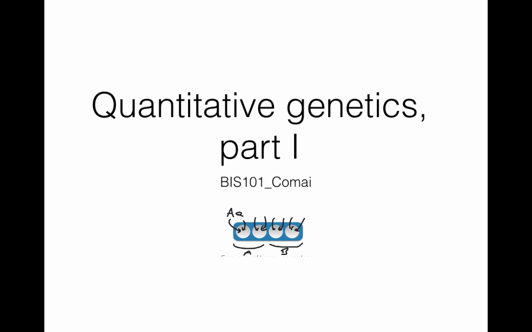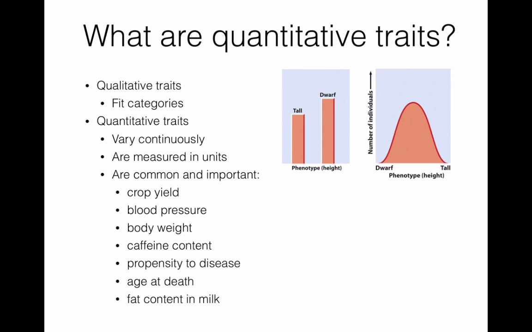This is part one of the genetic quantitative module. And the first thing we want to deal with is what are quantitative traits. Let's remember that the type of traits that we have dealt with so far are qualitative traits. We can put them into categories such as tall or dwarf.